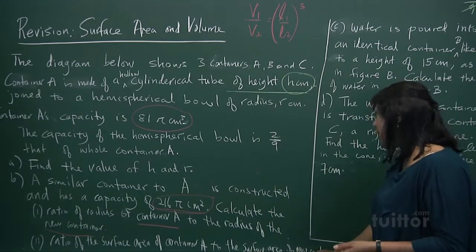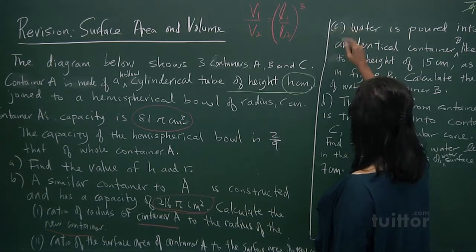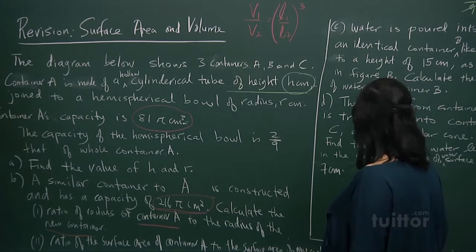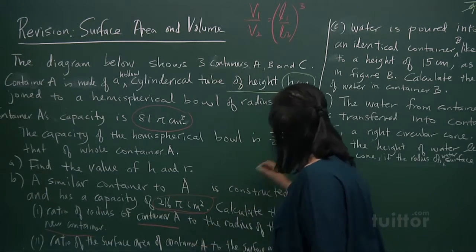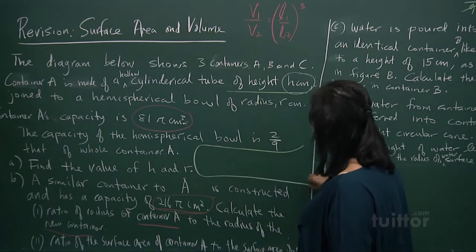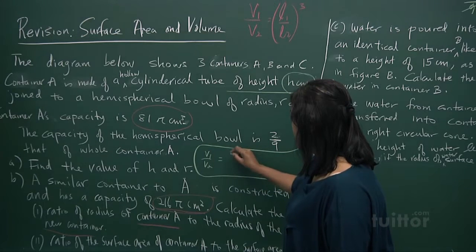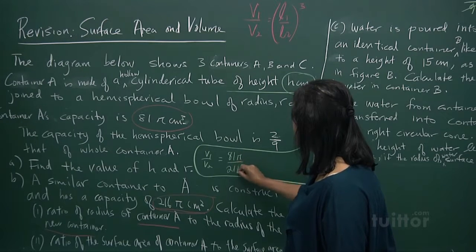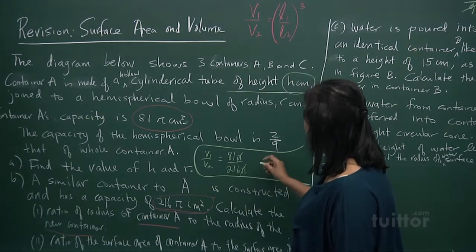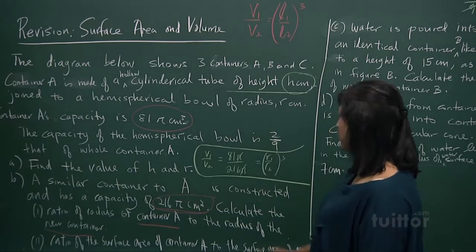Now A has got 81 pi cm cube, whereas this new container is 216 pi. So when we do that, V1 over V2 will be equal, we want to find the ratio. Alright, let's look at that. I don't have much space, so I'm going to use this part of the board. Now V1 over V2 is 81 pi over 216 pi, and you can cancel pi off, and that equals the ratio R1 over R2 cube.